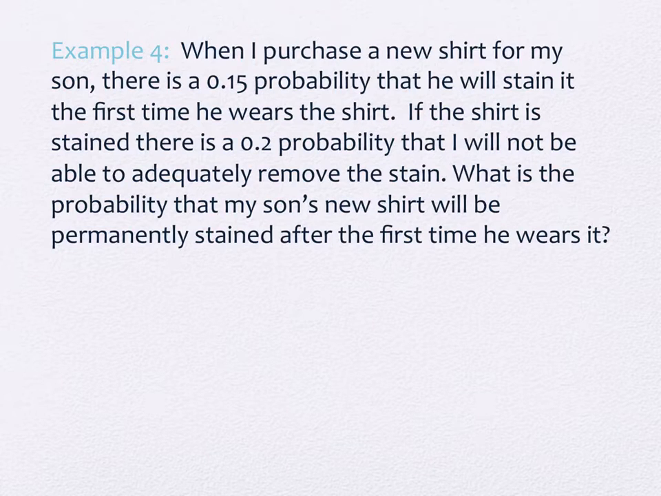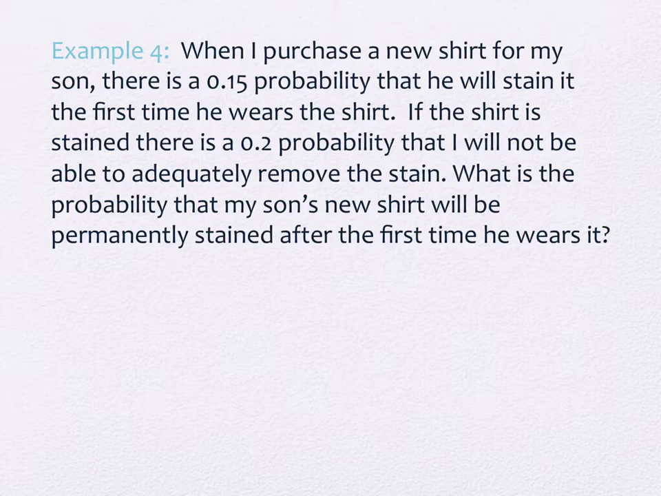But when I purchase a new shirt for my son, there is a 0.15 probability he will stain it the first time he wears the shirt. I'm pretty sure it's higher than that, even now, as a 13-year-old, actually. He stained his shirt today when I took him to lunch. No joke. If the shirt is stained, there is a 0.2 probability that I will not be able to adequately remove the stain. Okay, so I scrub it and it doesn't come out. It's stained permanently. What is the probability that my son's new shirt will be permanently stained after the first time he wears it?